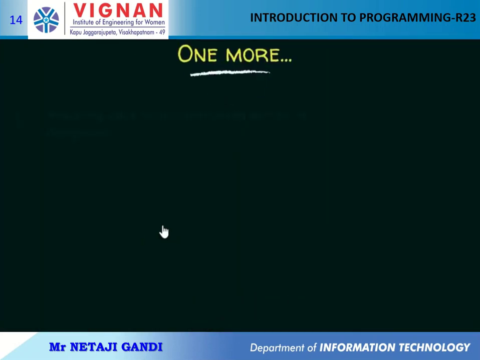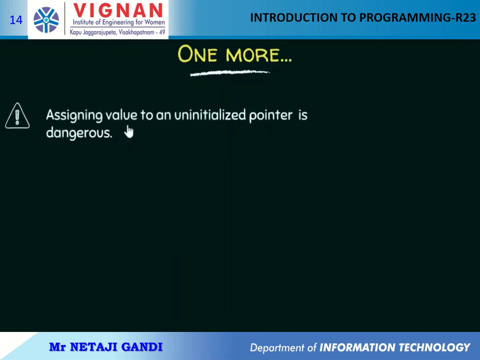Also, assigning a value to an uninitialized pointer is dangerous. For example, here we can see that this pointer is uninitialized. We applied the dereference operator, and not only are we applying the dereference operator, we are also trying to assign the value to the object which is pointed by this pointer. But please note that this pointer is not pointing to any location, right? It is important to first initialize this pointer before accessing the content of the location pointed by the pointer.